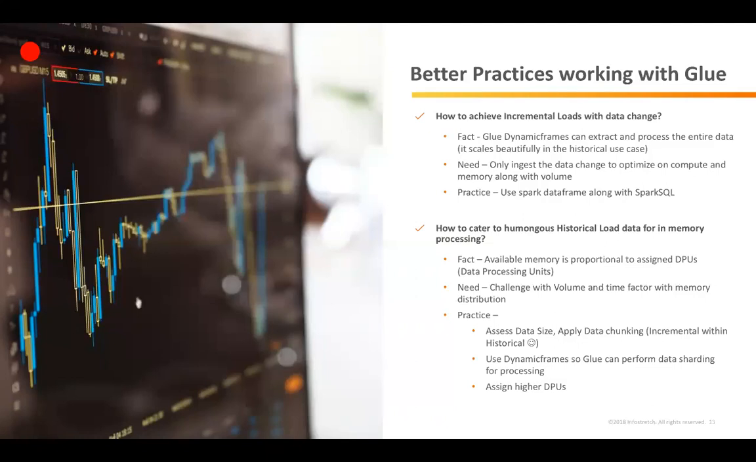So the practice which we follow is, since we know that this is a batch processing, we assess the data size, we apply the data chunking mechanism, and then essentially we perform an incremental run within the historical run. Another good practice which we follow is we start with smaller data processing unit, which is smaller virtual CPUs, and then based on what data we are catering to or the size we are catering to, we increase our DPU using certain automation techniques.